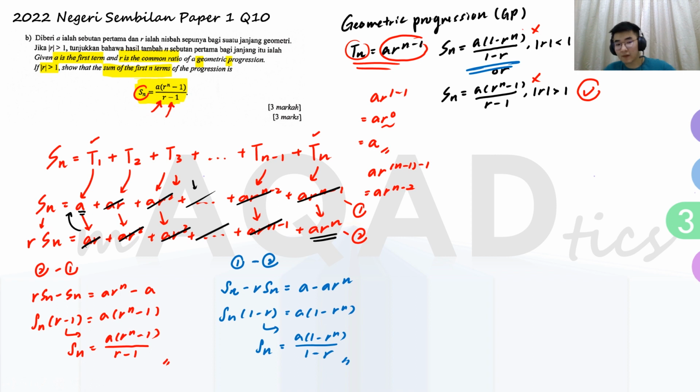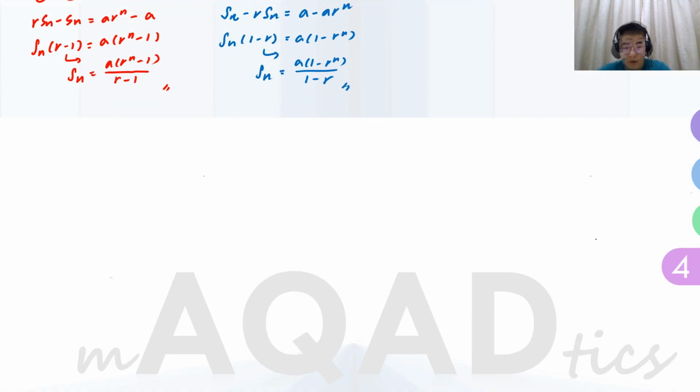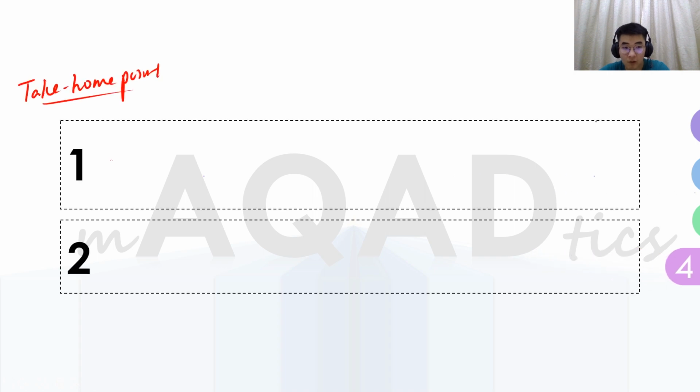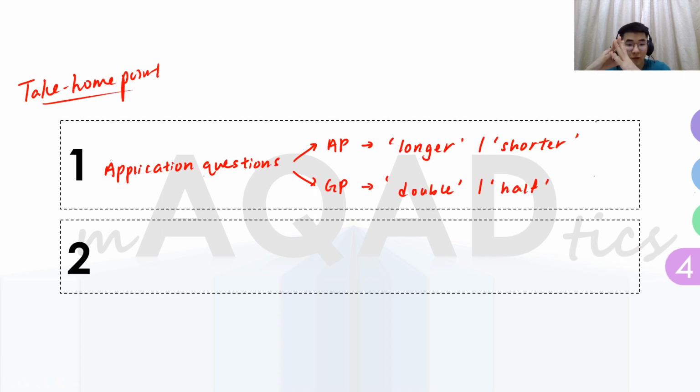With that, we have completed today's question. Here are the take-home points for this video. The first thing is, for these kinds of application questions, we need to understand whether it is an AP or a GP question. As I discussed in the video, I list out all the values above the triangle to see what the pattern is. If we need to multiply or divide a value to get to the next number, it will be a GP. If we need to add or subtract a value to get the next number, it will be an AP. For keywords, you may see longer or shorter for AP, and for GP you may see keywords like double or half.